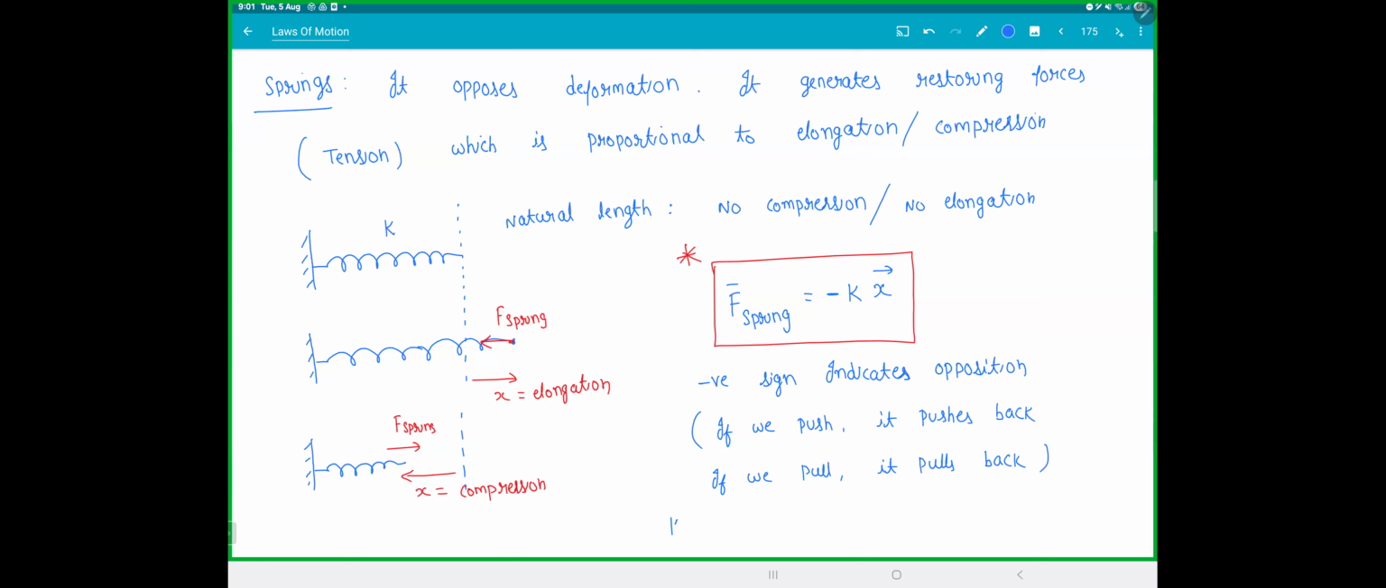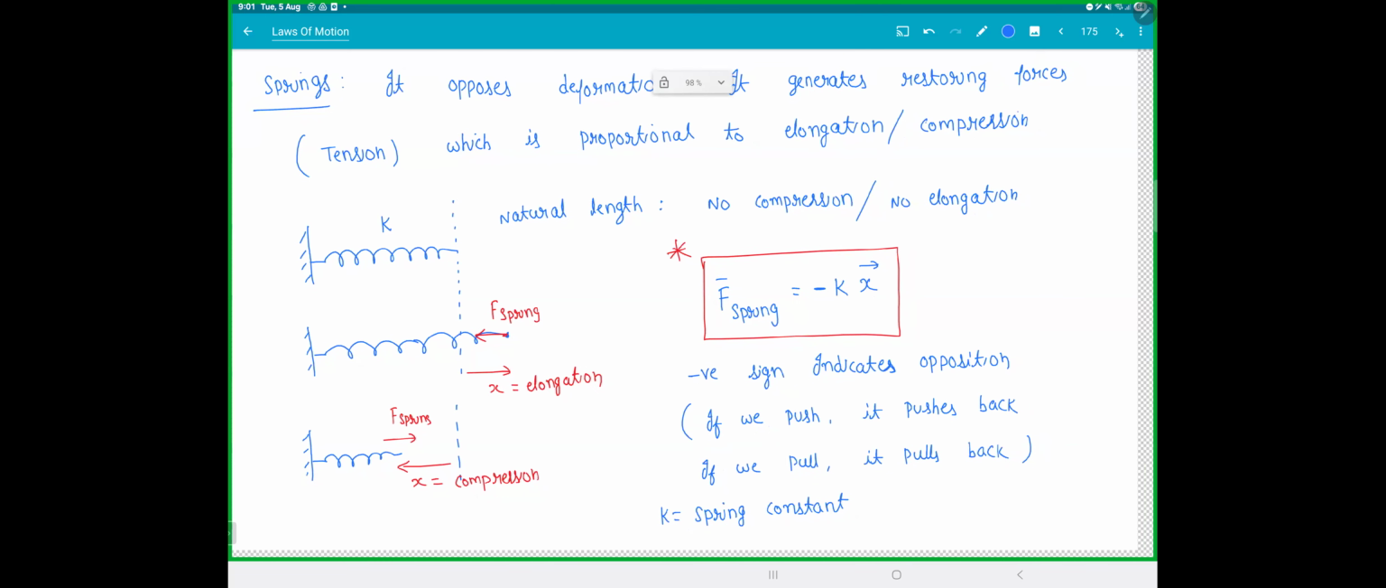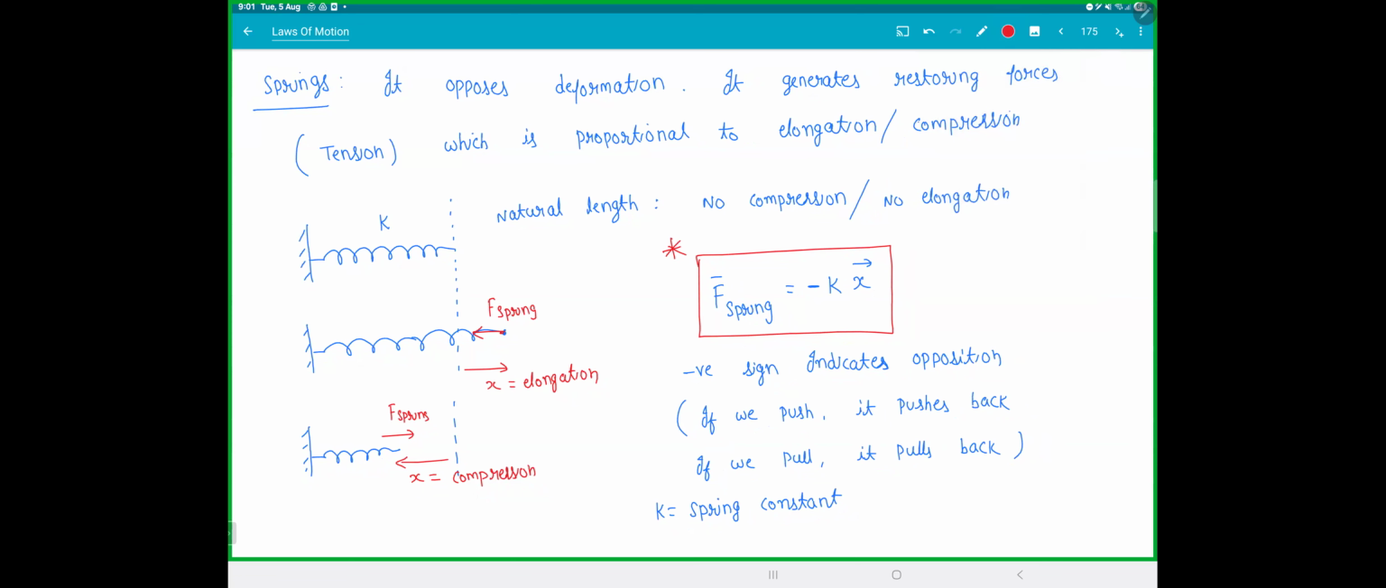And this K here is called spring constant. So K tells you how strong the spring is. The physical significance of K is, the higher the value of K, the more difficult it is to deform the spring. That is the physical meaning. We'll talk about that in a bit. Higher the K, more difficult to deform the spring. So whenever you think what does this K actually mean, it is kind of like your inertia, resistance. More difficult to deform.